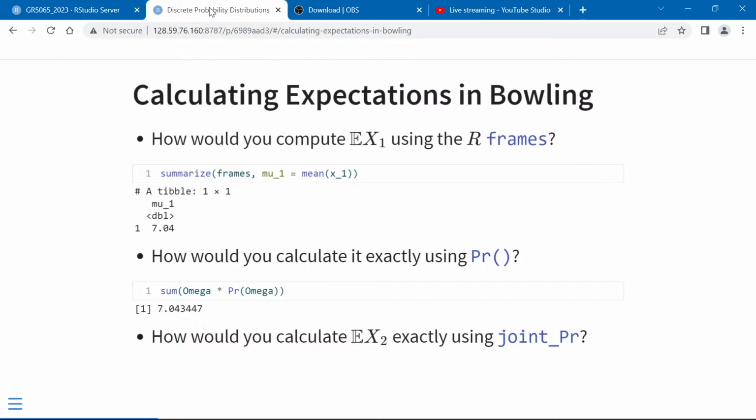Slightly more complicated, how would you calculate the expectation of the number of pins knocked down on the second roll of a frame of bowling? Exactly, the ancient way, utilizing the 11 by 11 table we created last week called joint_pr. That has the joint probabilities of knocking down x1 and x2 pins on the same roll, same frame of bowling.